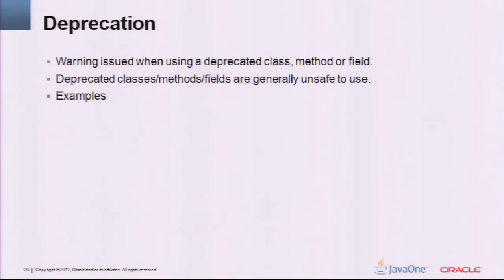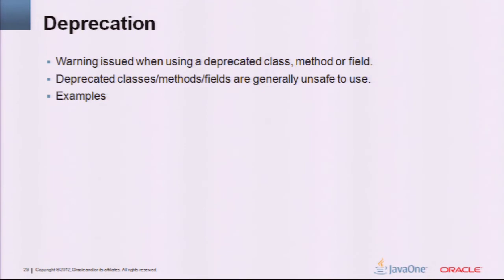Moving on. Deprecation. Most of us know we get a deprecation warning when we are using a deprecated method, a deprecated class, or a deprecated field. Usually these are unsafe to use. That is why the language tells you not to use these. Or if you go to the Javadoc of these deprecated methods, it will recommend what other methods you can use in place of these methods.